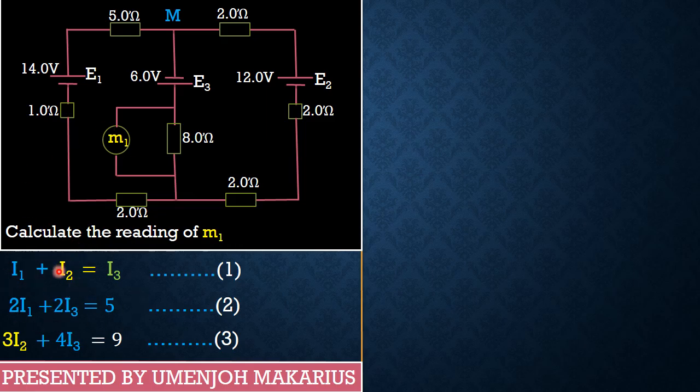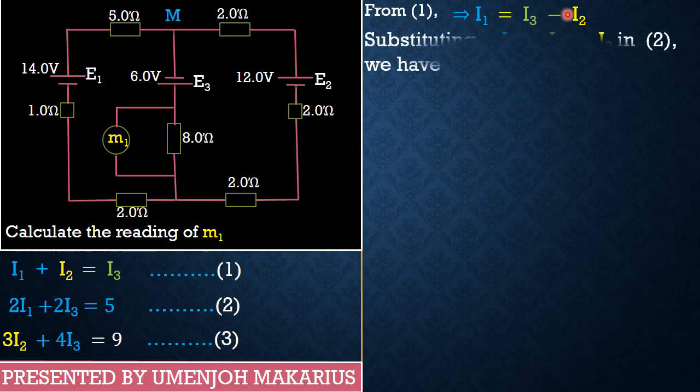In this case, guys, we see that we don't have I2 here. We have I2 here, right? We have I1 here. We have I1 here. We don't have it here. So in this case, guys, it is good for us to make I1 the subject. By so doing, if we make I1 the subject from equation 1, we are going to have I1 equal to I3 minus I2. Now guys, we are going to put this, our I1 equal to I3 minus I2, in equation 2.